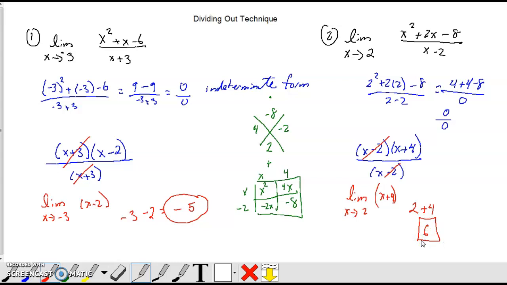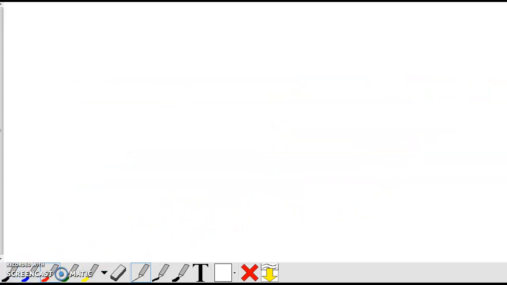And that is going to give me 6. Okay? And so that's our dividing out technique. Okay, let's try another dividing out technique. Let's get a little bit harder.